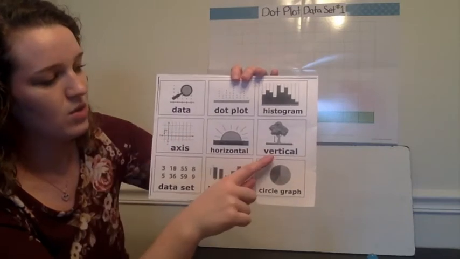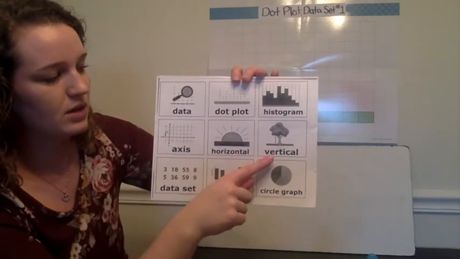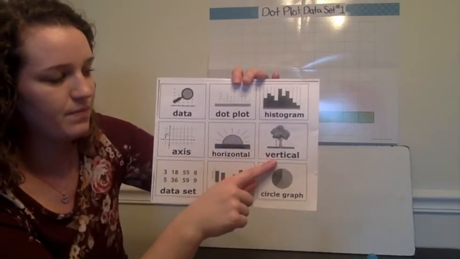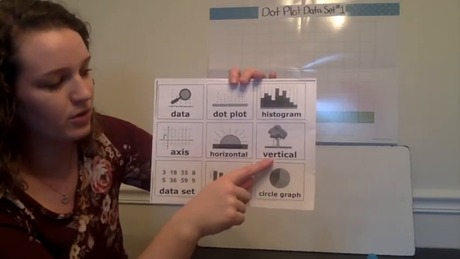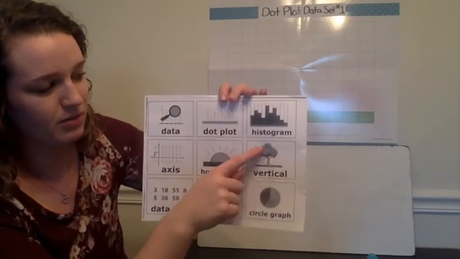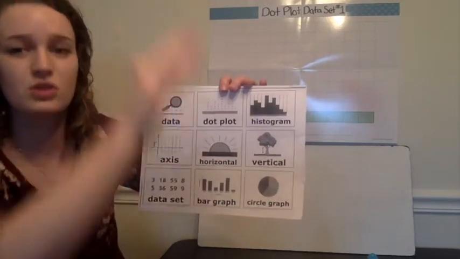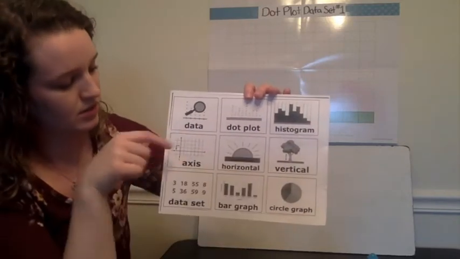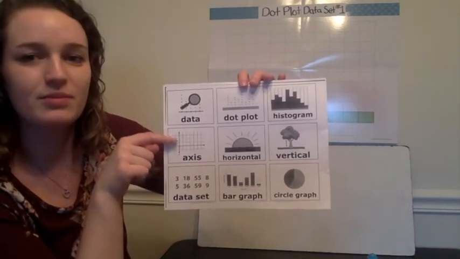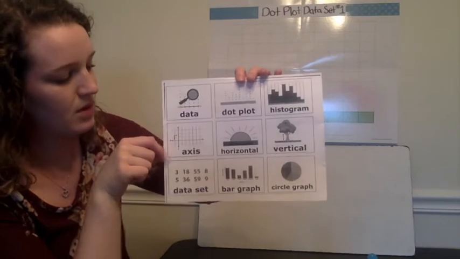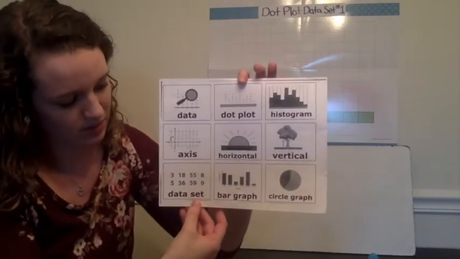All right, what is our next vocabulary word right here? Go ahead and read it. We have vertical. Vertical goes up and down, just like a tree. It's very tall, so it goes up and down, right? So our y-axis goes up and down. Good.